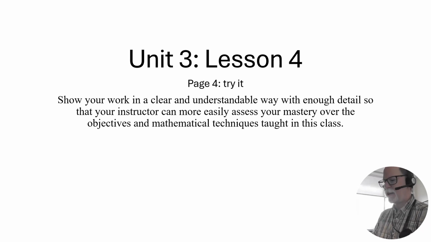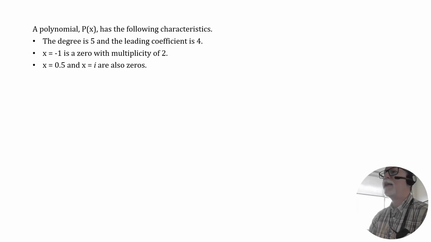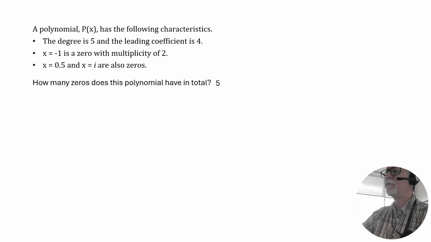Hello, let's do this next example. Similar to the previous one, a little different than the previous one. Degree 5, so how many zeros are there? Excellent. What are the other zeros? How many are we told and which weren't we told?